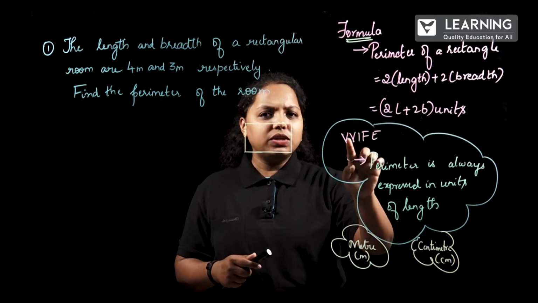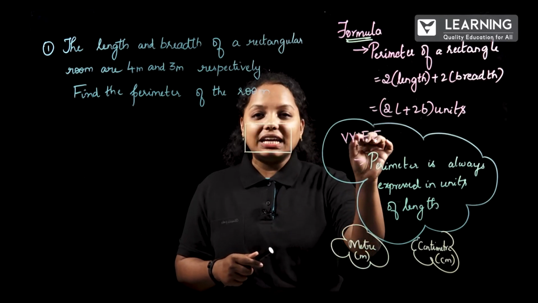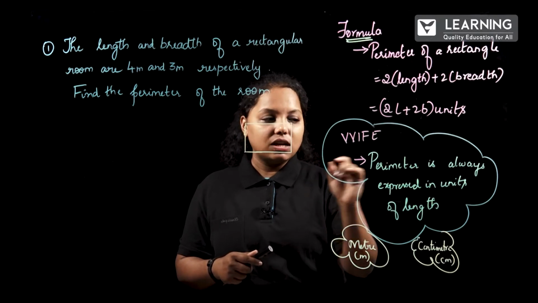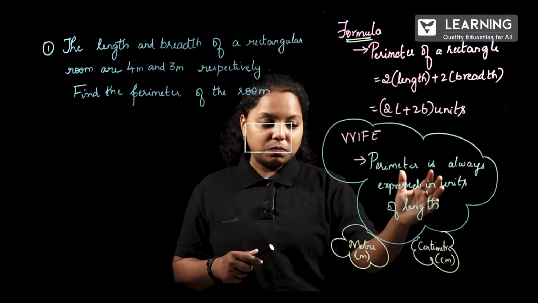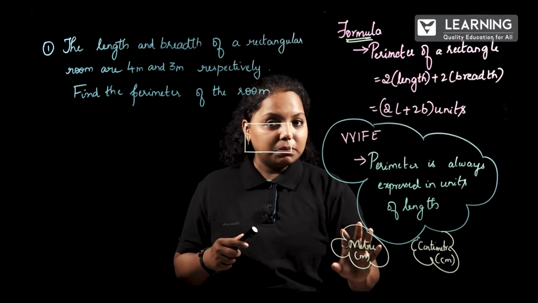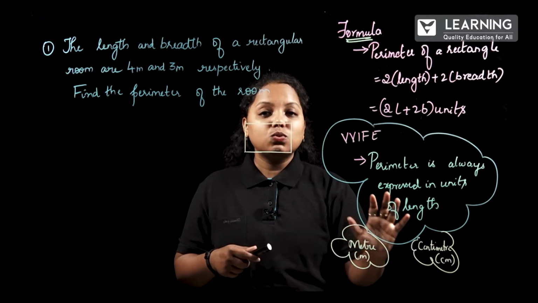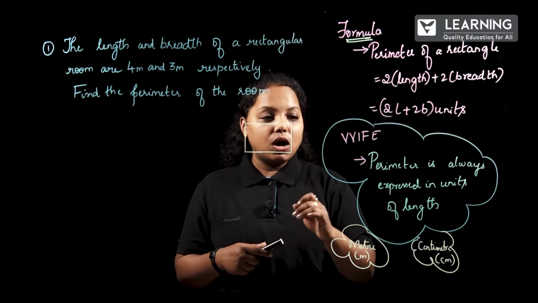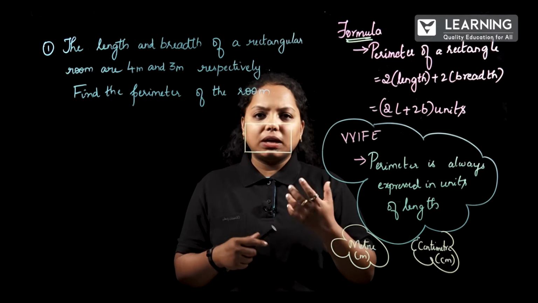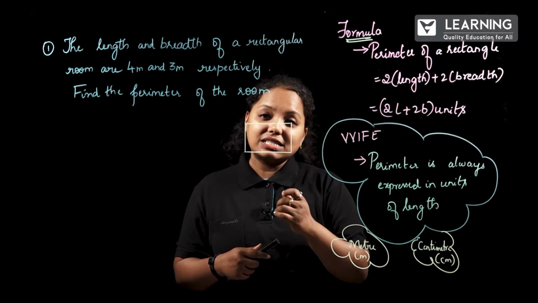Now, what is VVIP? Well, it is very important for examination. So, this is one of the very important things. What is it? Perimeter is always expressed in units of length. What is units of length? That is nothing but meters or centimeters. So, perimeter is always expressed in meters or centimeters, or it might be other units also, but usually it is meters or centimeters. You might get such exercise problems.